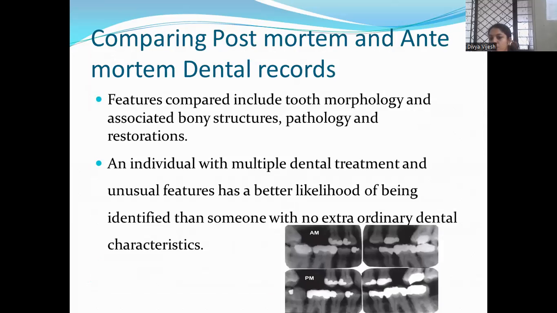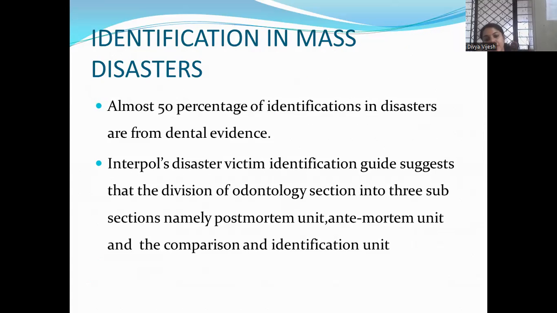Then comparing post-mortem and ante-mortem dental records. So we are taking the post-mortem records and the ante-mortem dental records and we are comparing them. Features compared include tooth morphology and associated bony structures, pathology, and restorations. An individual with multiple dental treatment and unusual features has a better likelihood of being identified than someone with no extraordinary dental characteristics. So with individuals with multiple dental treatment or some unusual features, you can identify them easily.